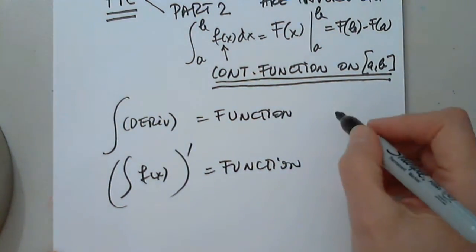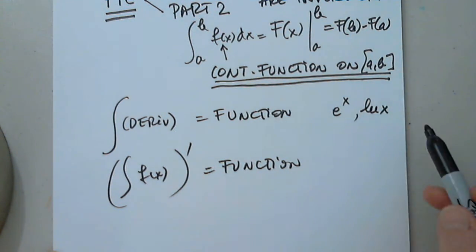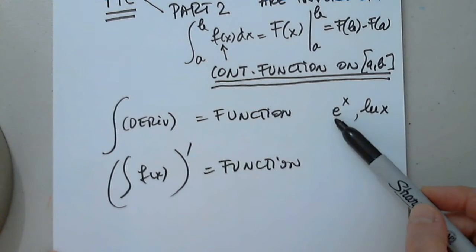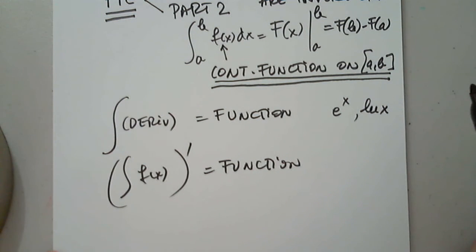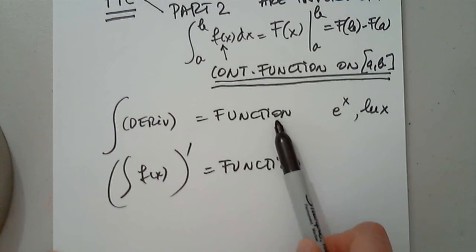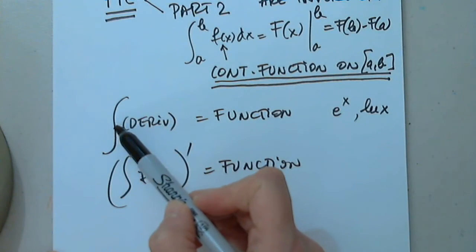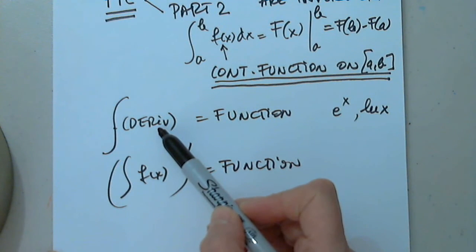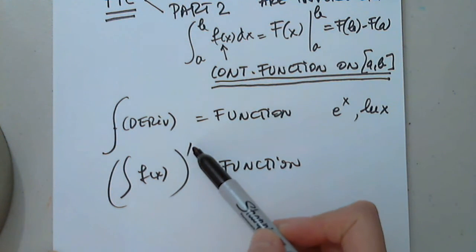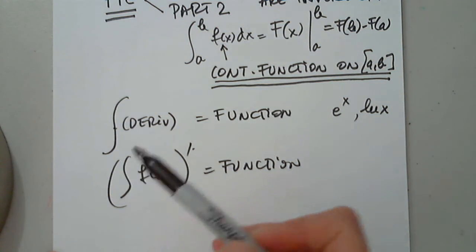Like, for example, e to the x and natural log x. These are inverse operations. If I apply the exponential to log, I get x. If I apply log to the exponential, I get x. If I integrate a derivative, I get the function. If I differentiate an integral, I get the function. So this operation cancels the differentiation. This operation cancels the integration. That's the part 1.